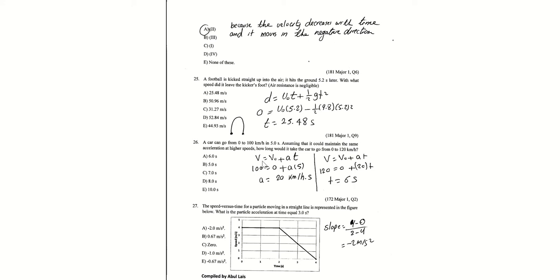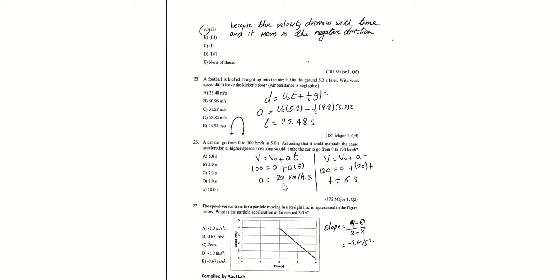So here I just need to use one of the equations of motion that we learned about, which says V final equals V initial plus AT. Now the V final is 100 and V initial is 0. And the acceleration is unknown and the time is 5 seconds. That can give me the acceleration, which is 20.